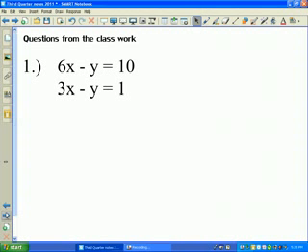So I'm going to look at a couple of the AKA naked math problems, and I'm going to look at number 7 off of that sheet. So for number 1, we had 6x minus y equals 10, 3x minus y equals 1. So first things first, you gotta look to see if your x and y's are lined up. In this case, they are. They're lined up vertically. Then which one has the same number?